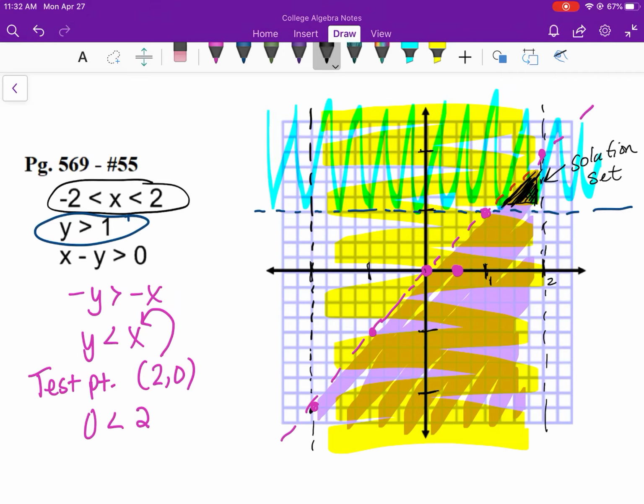So when you do these, make sure I can tell dashed versus solid lines, and make sure I can tell where your final solution set is. Thank you.